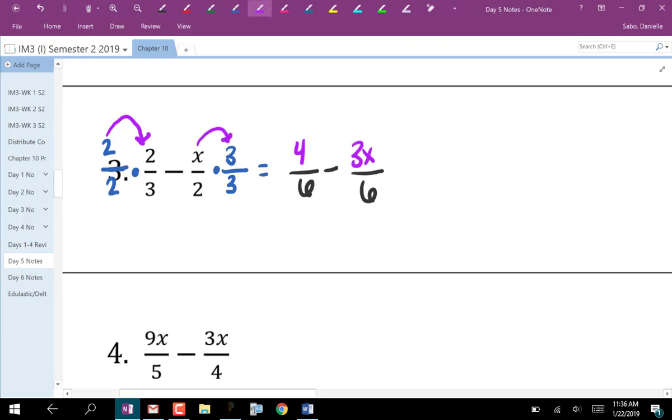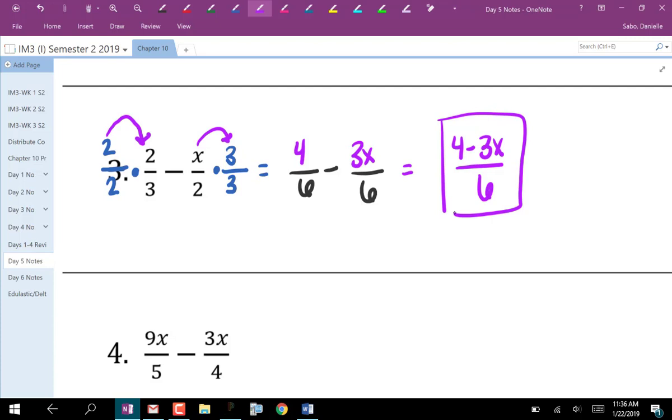3x. Now, you can subtract them, but they're not the same. One is a number and one has a variable. So we're just going to rewrite it to be a little bit prettier. I would have 4 minus 3x all over 6, and that would be my final answer, because you can't go any further. You can't add 4 and 3x. They're not common.